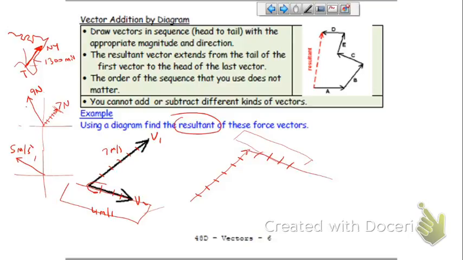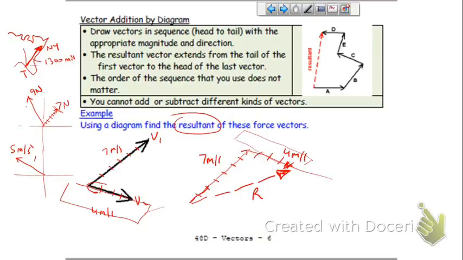So I draw a line, and I count along, and I go 4. So there's my 7 meters per second. There's my 4 meters per second. And my answer, my resultant, is whatever that happens to be.